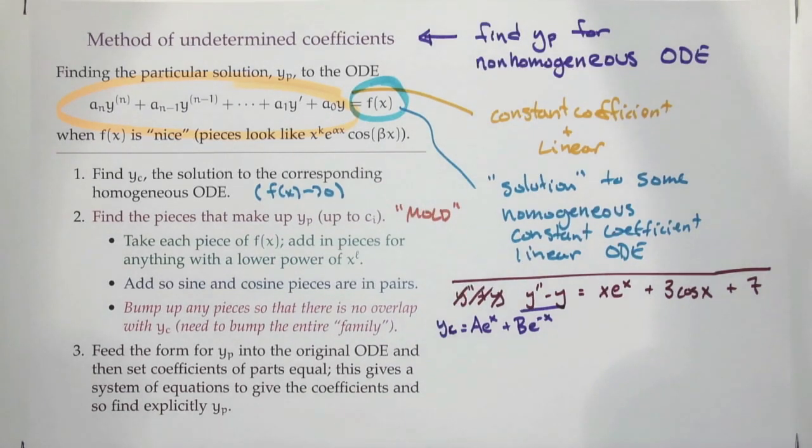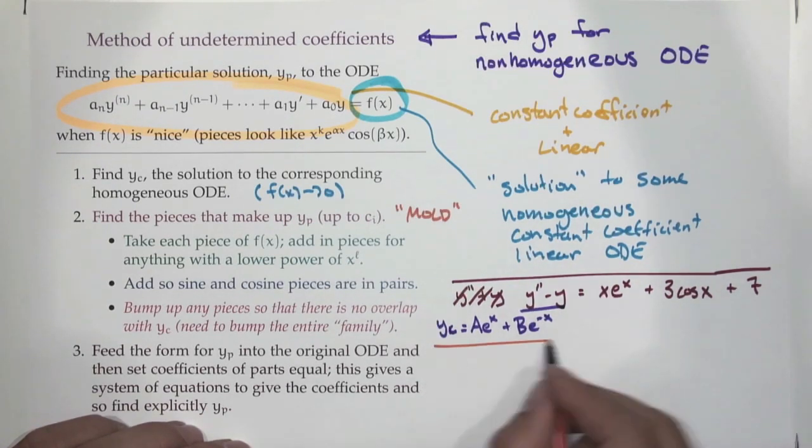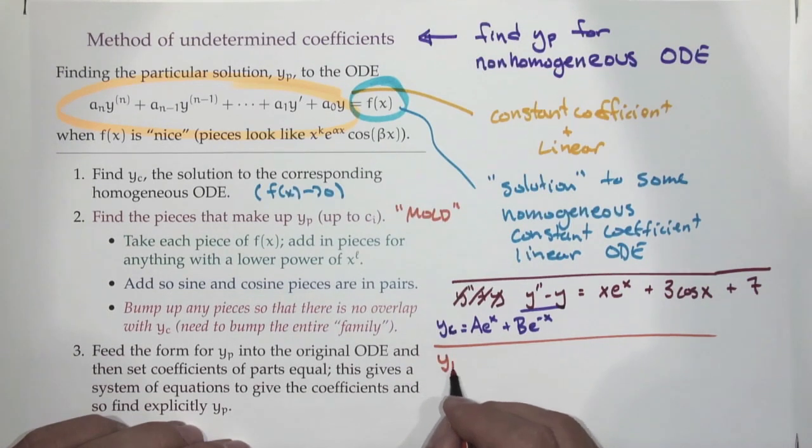All right, so that would be step 1. So what would step 2 look like? We're not going to do step 3 because that might take a while and also take space, which we don't have. But our particular solution.